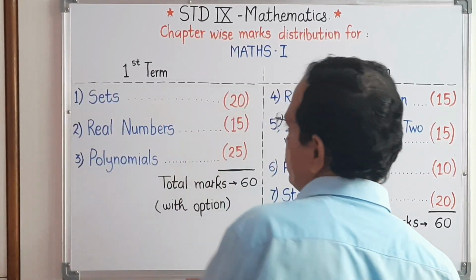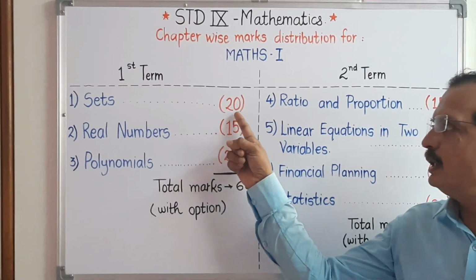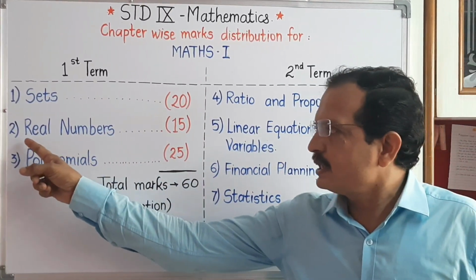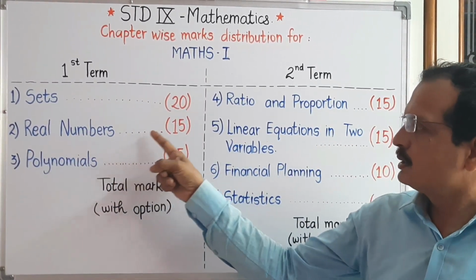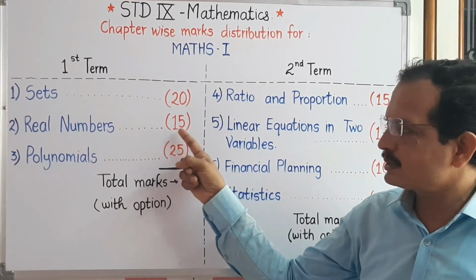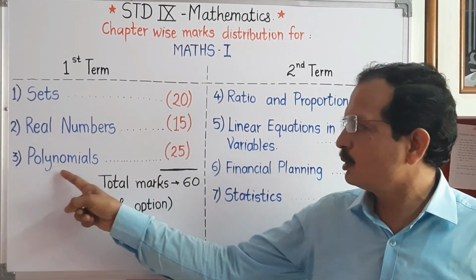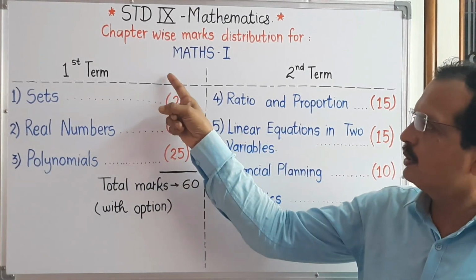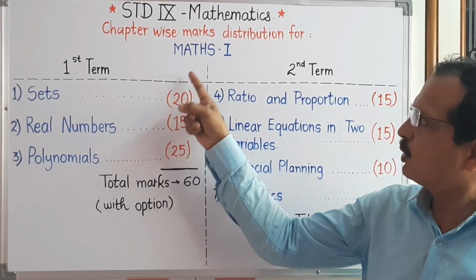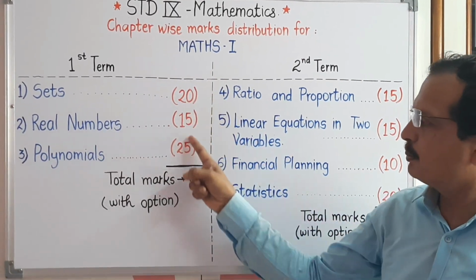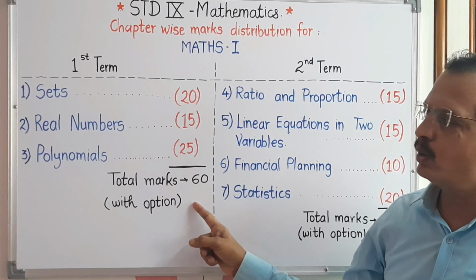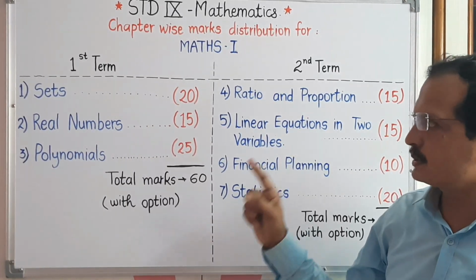Chapter first is Sets. It carries 20 marks. Second chapter, Real Numbers. It carries 25 marks. And chapter number 3, Polynomials. It carries 25 marks. Therefore, in the first term for Mathematics 1, the paper is of 60 marks with option, but we have to solve up to 40 marks.